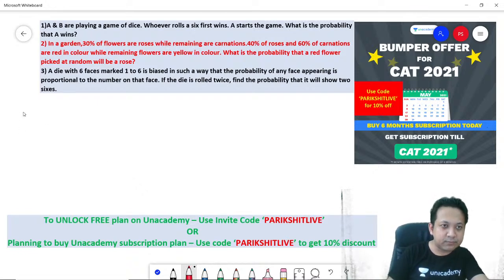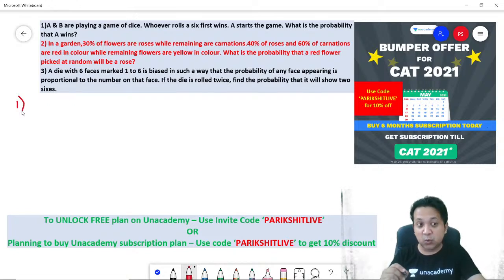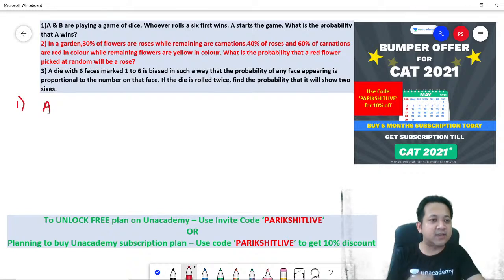Okay. Let's check this. A and B are playing a game of dice. I hope you know what's a dice. If you throw a dice, you get a number either 1, 2, 3, 4, 5 or 6. And the question is, whoever is rolling a 6 first wins. Now think about it. A starts the game. So it is possible that A throws a 6 the first time around and A wins the game. Or it could be, remember the question is A winning the game, A winning the game in the second round.